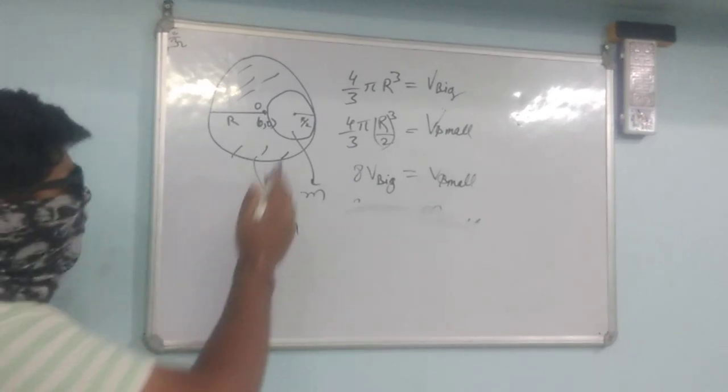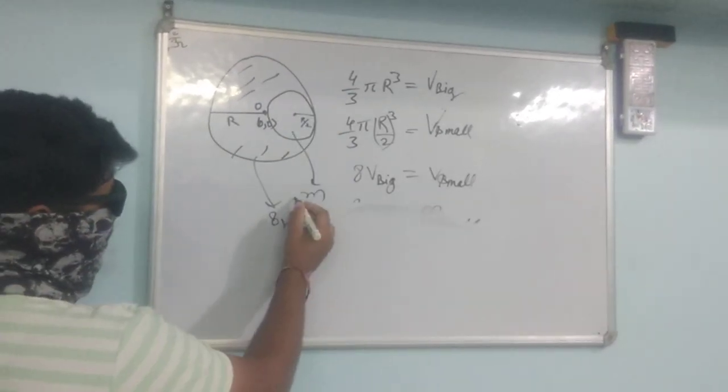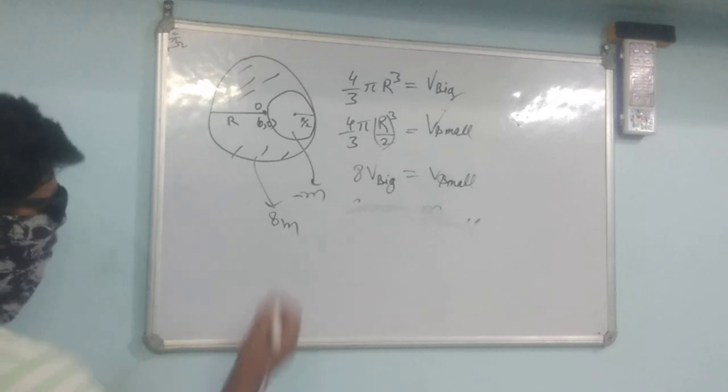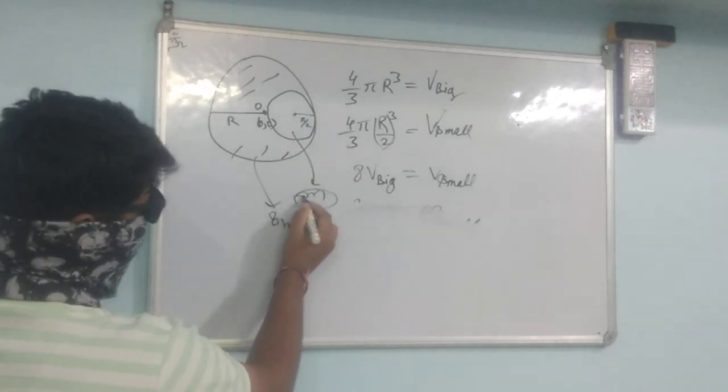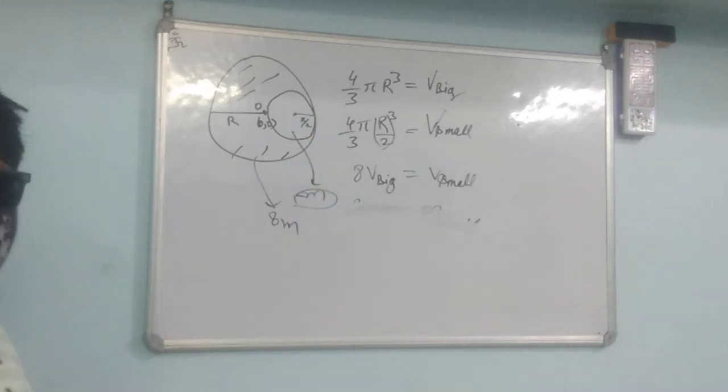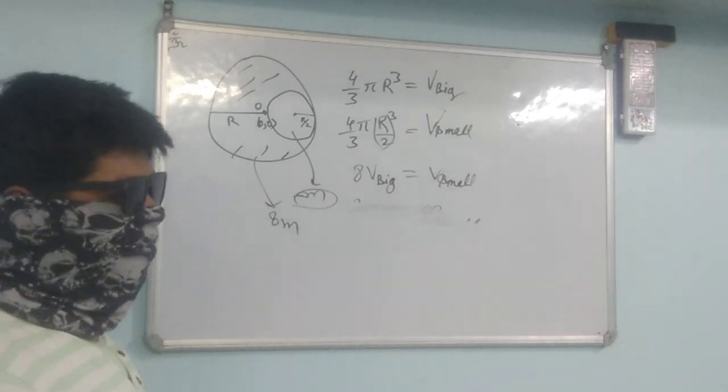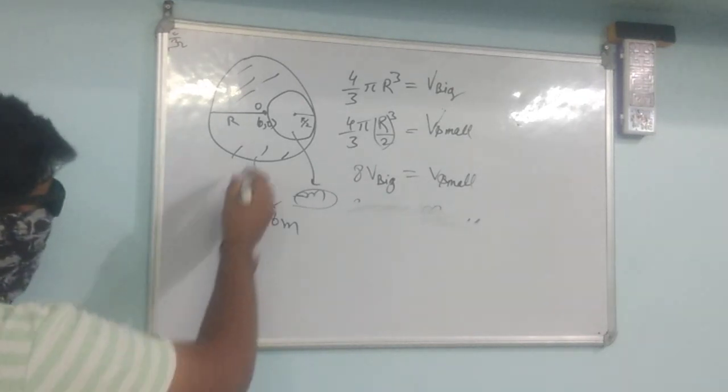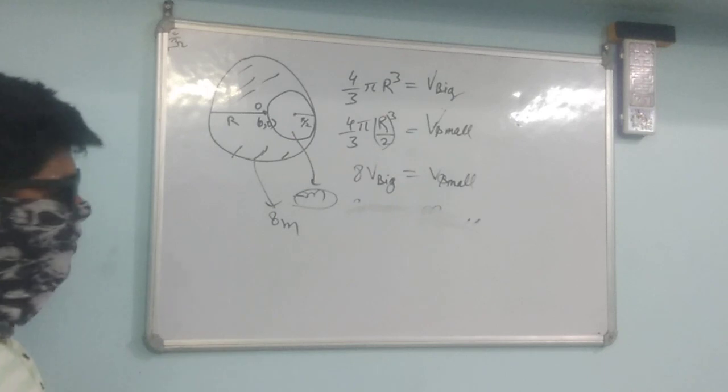So we don't need the mass of this cavity, so we will write minus m, its mass, because we don't need it. It's a trick and it really helps to solve questions like this. And the mass of the big sphere will be 8m.